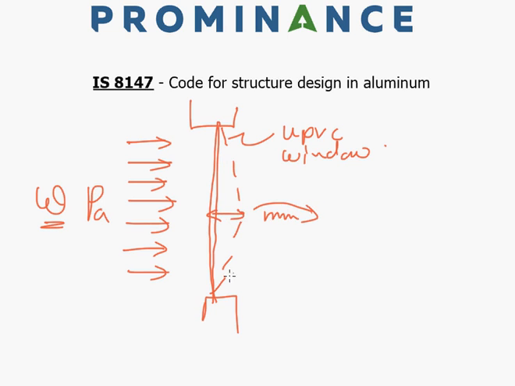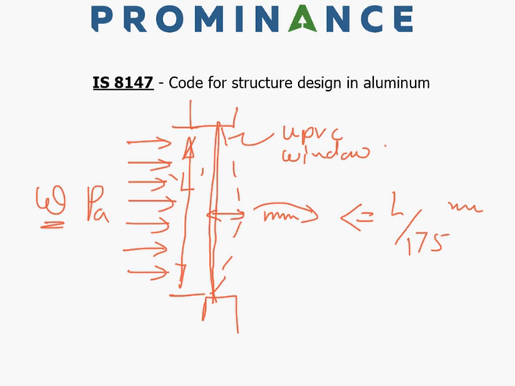And how is that to be done? This standard says, if this is my span L, then this deflection should be less than or equal to L divided by 175 mm. Obviously, if this profile has less strength, then it will deflect more than this limit. So we'll have to arrive at the exact profile strength which satisfies this criteria, so that our window is within safe limits.